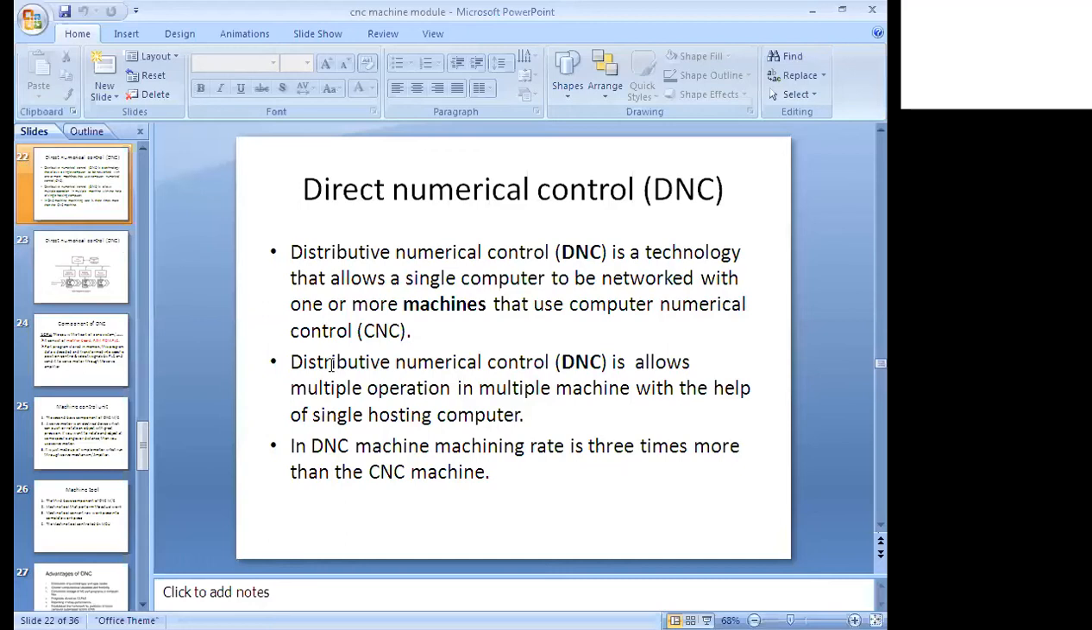And the third one, for your clear understanding: in DNC machines the machining rate is 3 times more than the CNC machine, because it is not fixed at 3 only.